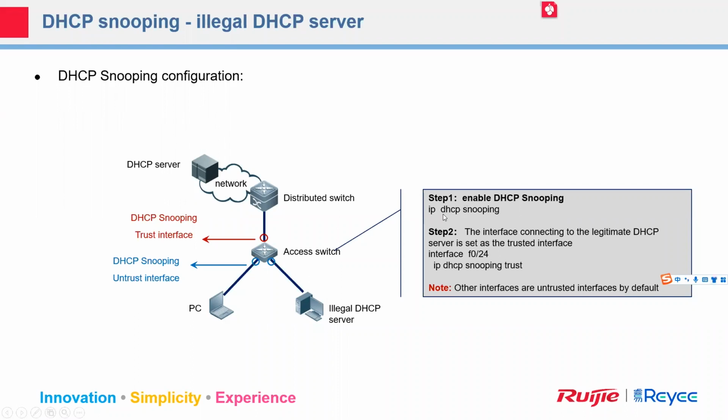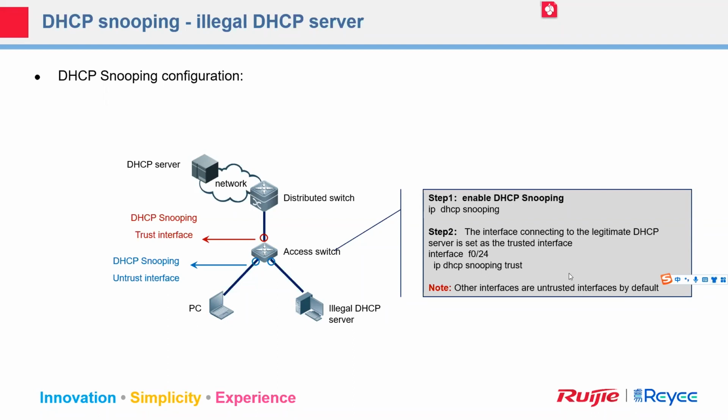And how do we let the access switch know what is illegal and what is legal? First step, we also have to enable IP DHCP snooping. Then we can set which interface is a trust interface. The command is to enter the interface and then enable IP DHCP snooping trust. Yes, this is a key command. After we add this command, when the switch receives a packet, it will only forward the packets from the trust interface. That means if the illegal interface also sends packets like the offer or the ACK, the access switch will not forward them to the PC. So this is the command function.